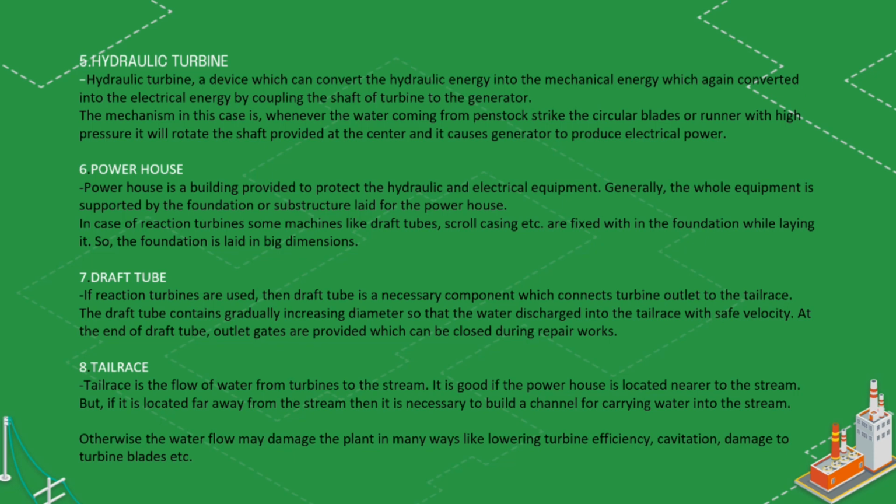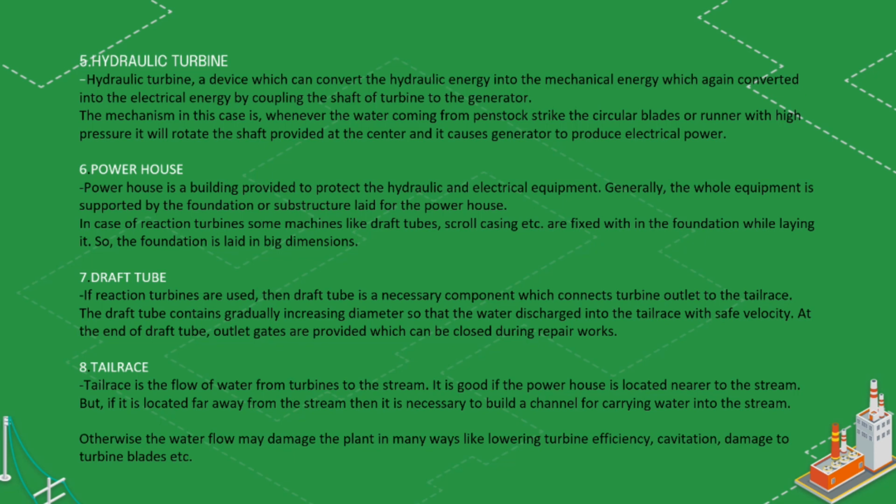Number seven, draft tube. If reaction turbines are used, then a draft tube is a necessary component which connects the turbine's outlet to the tail race. The draft tube has a gradually increasing diameter so that the water discharges into the tail race with safe velocity. At the end of the draft tube, outlet gates are provided which can be closed during repair works.